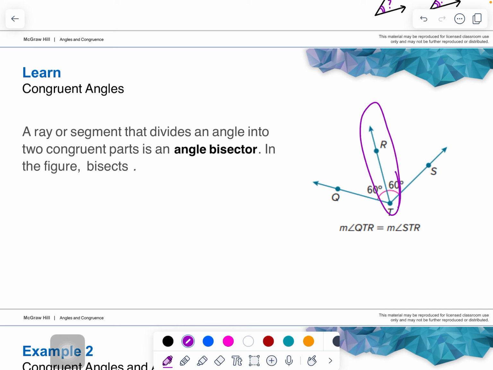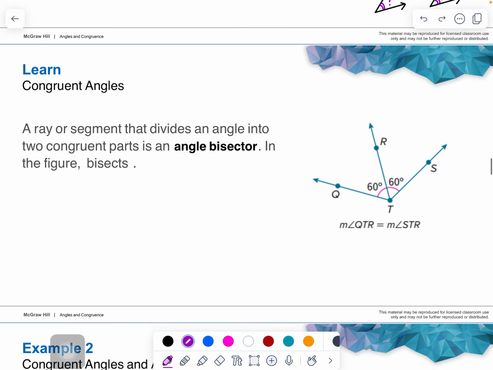Okay, so you're going to see this word. I think we talked about it back when we did segment bisectors. So angle bisectors also means cuts in half. So yep, 60 and 60, RT is an angle bisector.